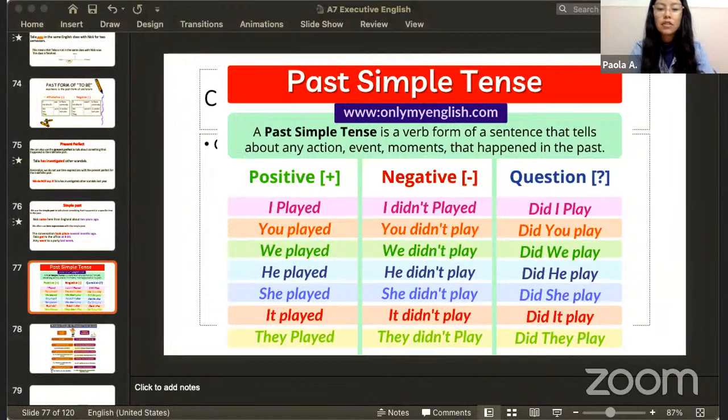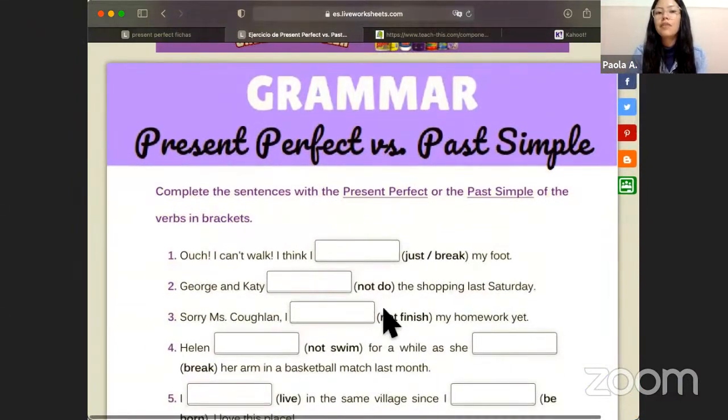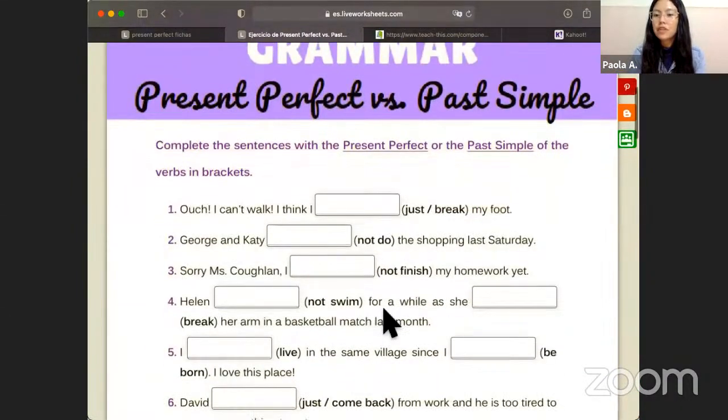So let me share this. These last 5 minutes. Share. It's very short, so it's the difference between present perfect and past simple. Or let's see if you can recognize.